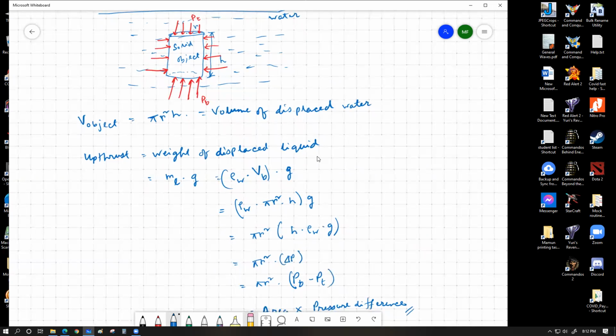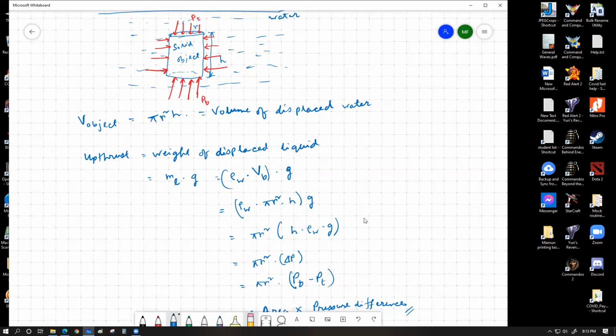Upthrust is given by the weight of the displaced liquid, which I'm writing as m_L into g, and this mass of the liquid can be calculated by the density of the liquid multiplied by the volume of the object. Now I have written V_B. What did I write B? Volume of the body, volume of the solid object. I could have actually written volume of the cylinder.